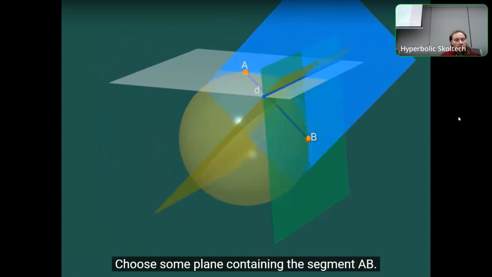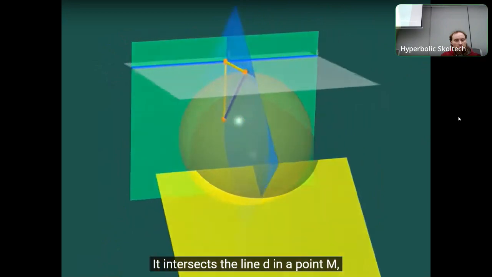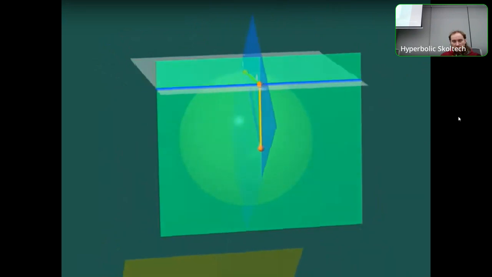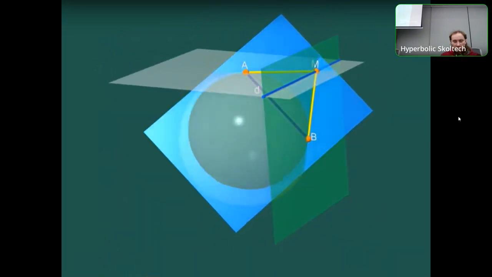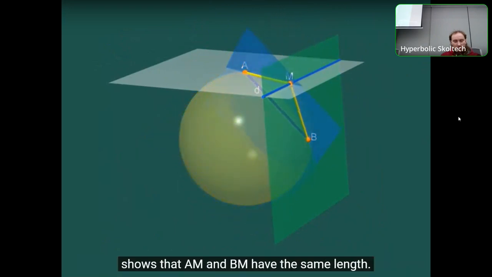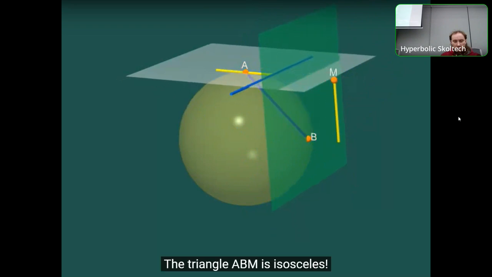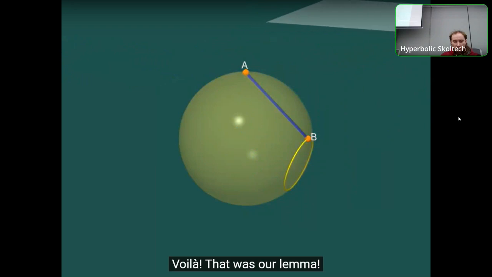Choose some plane containing the segment AB. It intersects the line D at a point M, unless it's parallel to D, of course. The figure's symmetry with respect to the bisecting plane shows that AM and BM have the same length. The triangle ABM is isosceles. Voila! That was our lemma. Now we can prove our theorem using what we just learned.